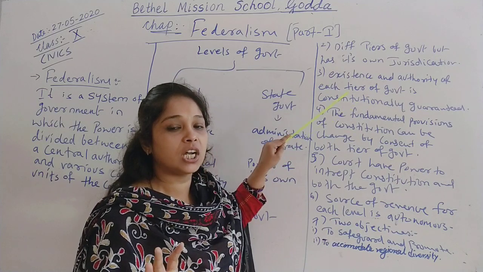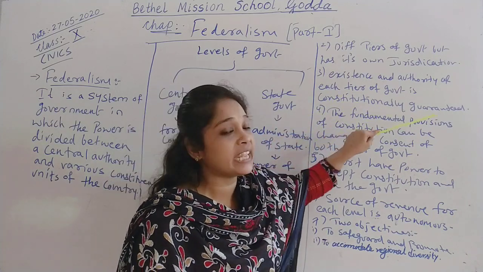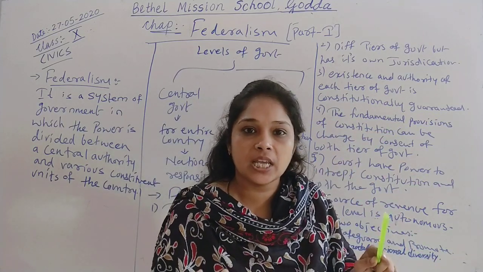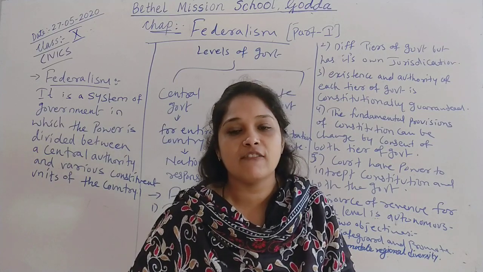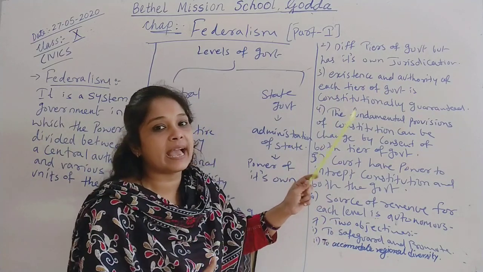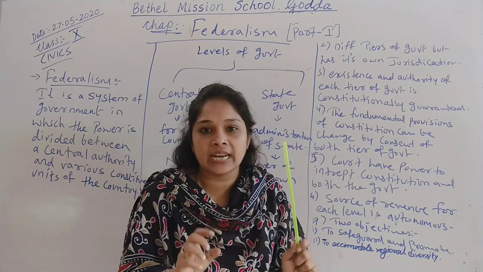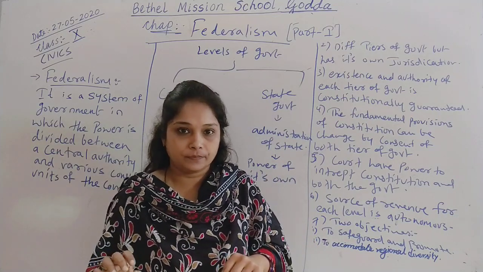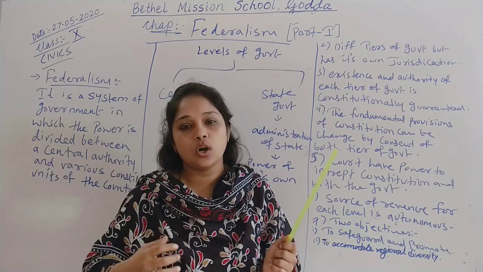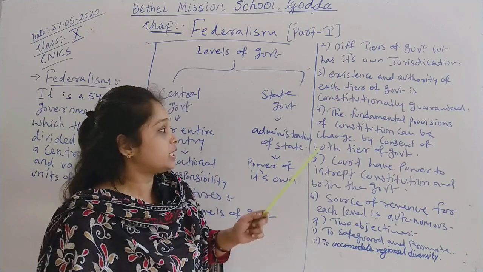So the power or the authority which state government and central government have is constitutionally guaranteed. Constitution has guaranteed them their powers and their authorities. State government and central government enjoy their authority and power because it is constitutionally guaranteed. It has been written in the constitution that they have these powers and these duties. So their powers and authority are given to them by the constitution itself.